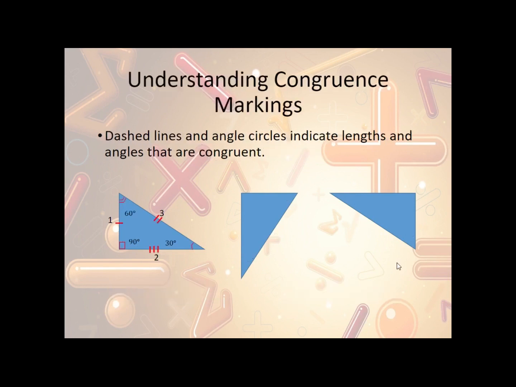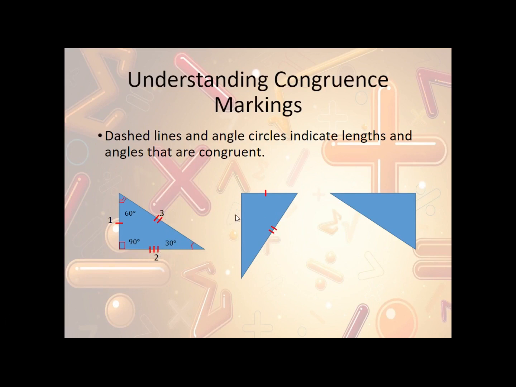Now, understanding the markings. We can use dashed lines and angle arcs to indicate the lengths and angles that are congruent. For instance, we have this side here with a single dash. We find its corresponding part and put a single dash there. That means that this side and this side are congruent. Then we do this one here with the double dash, and we find its corresponding side, which is here, and we do a double dash there. That means that those two sides are congruent.